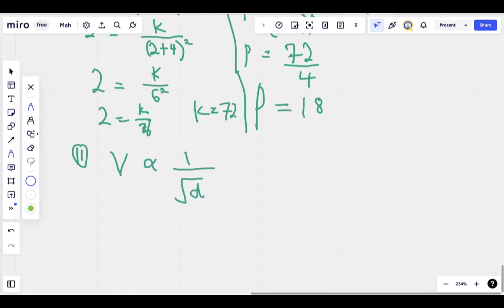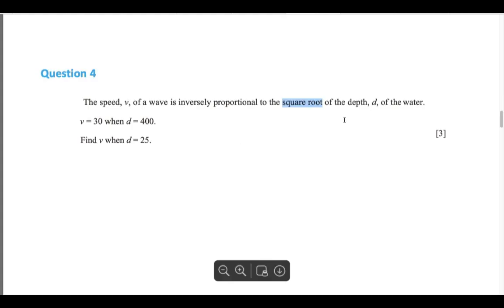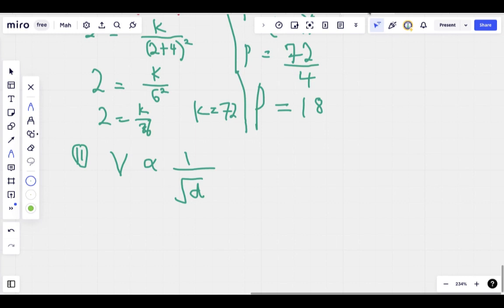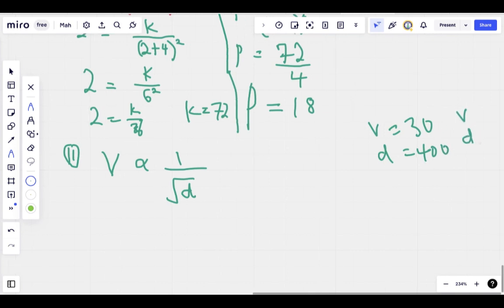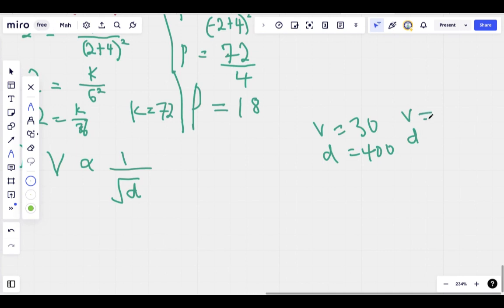And then let's put the parameters that they've given to us. V is 30, D is 400. So we come here, V is 30 and D is 400. Now they want us to find V when D is equal to 25.